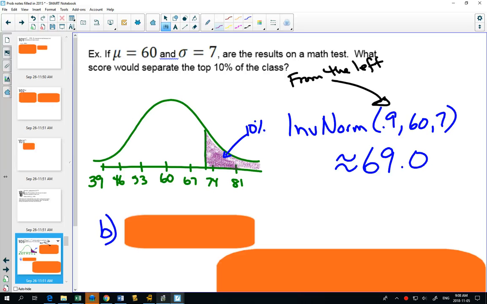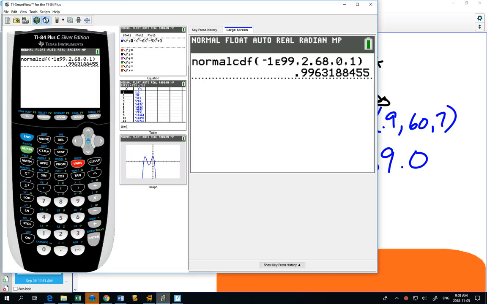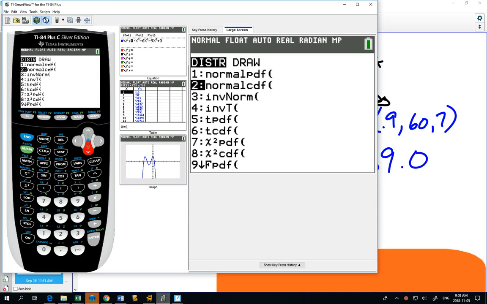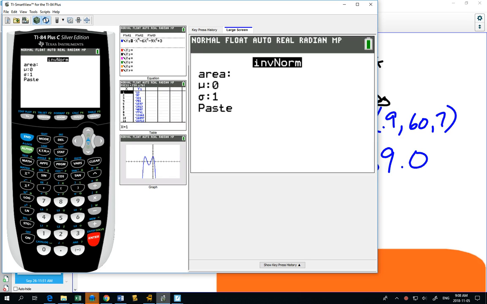So if I wanted to figure out the top 10%, that means there's 90% to the left of that. And so when we go to type it into our calculator with the inverse norm, we'll just find our inverse norm button here, number 3. We put in the area, which is the percentage from the left, 90%. In this case, our mean was 60, and our standard deviation was 7.